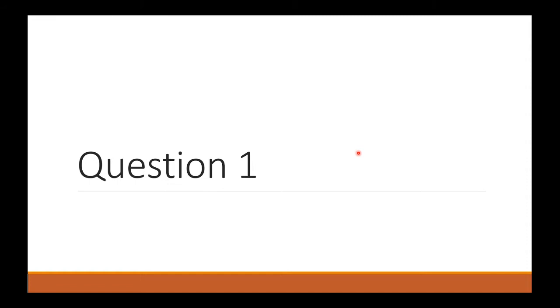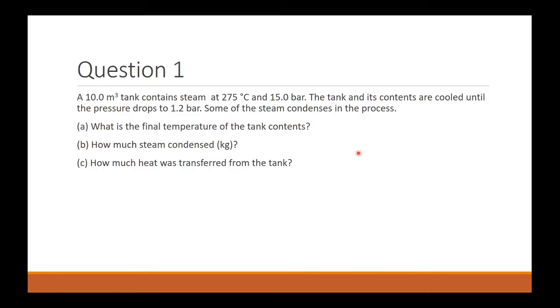Now, without further ado, let's move on to our first question. The tutorial for this week will basically revolve a lot around using tables to identify the properties of water. Now, for question 1a, a 10 meter cube tank contains steam at 270 degrees Celsius and 15 bar.